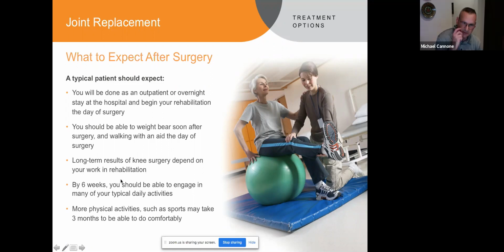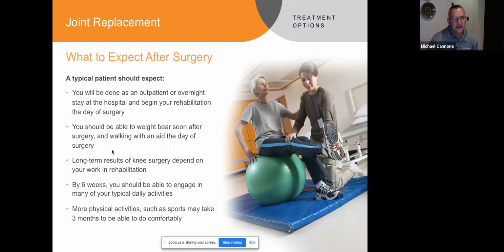And then the long-term result of your knee surgery is going to very much depend on how hard you're able to work in rehabilitation. I can guarantee you, if you work hard in physical therapy and you do what you're supposed to do, get your range of motion back, get your strength back, you're going to go around and tell everybody, I wish that I had this done a long time ago. If not, then you're going to go tell everybody, I wish I'd never had this done. So it's a two-way street in doing that.